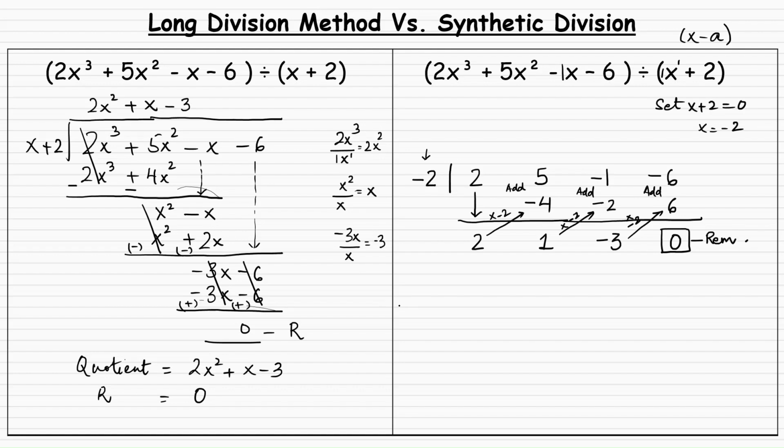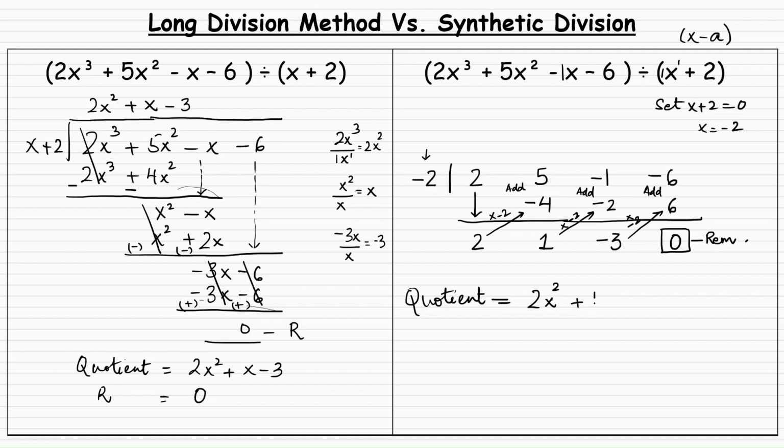So, my quotient is equal to 2x. In the dividend, or in the question, we started with x cube. Here, the exponent will be 1 less than 3. Always it is 1 less than what is given in the question. So, it's 2x square.